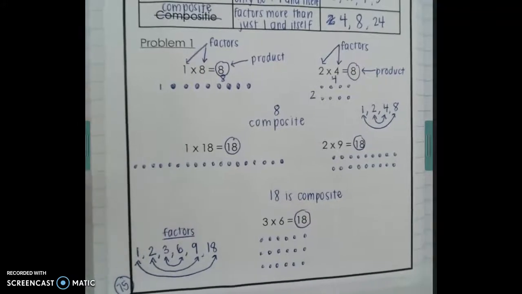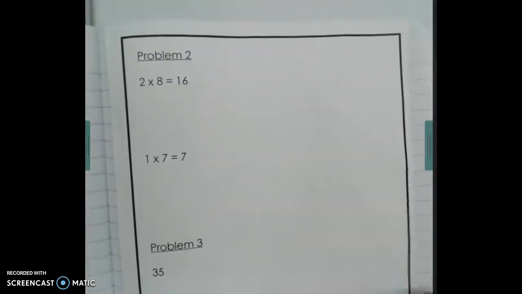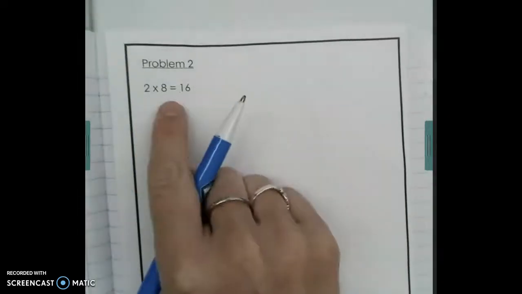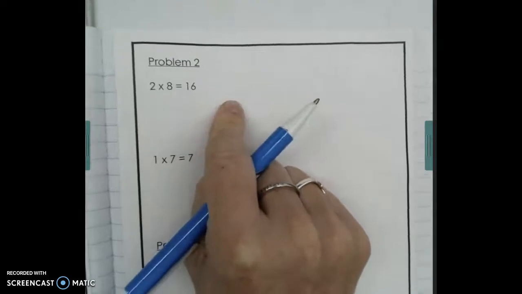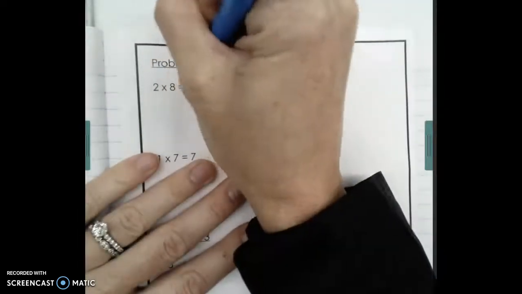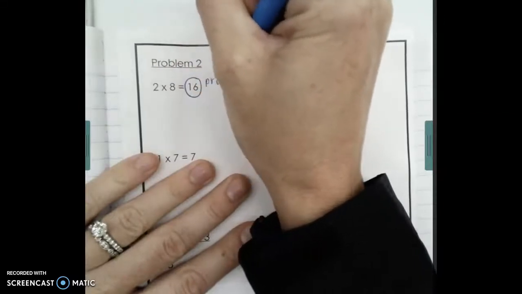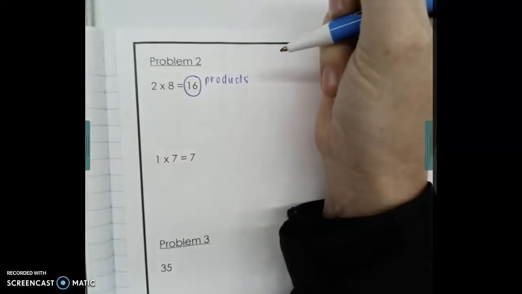All right, let's go look at some new numbers on this side. Decide what they are. So over here we have 2 times 8 equals 16. So instead of drawing an array this time, we're just going to list out our factors to see how many we have. So remember, 16 is our product. So I'm going to see how many factors do I have for 16? Is it prime? Is it composite?